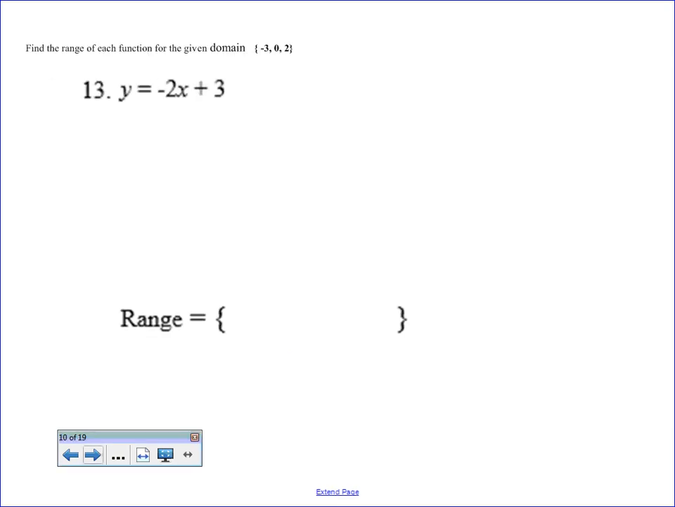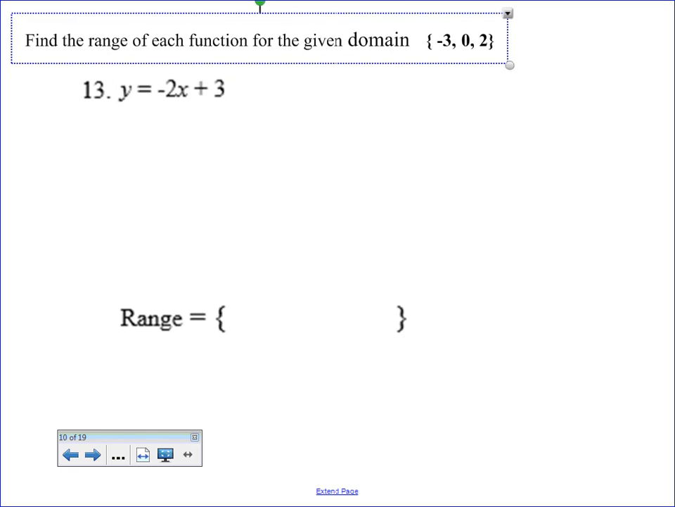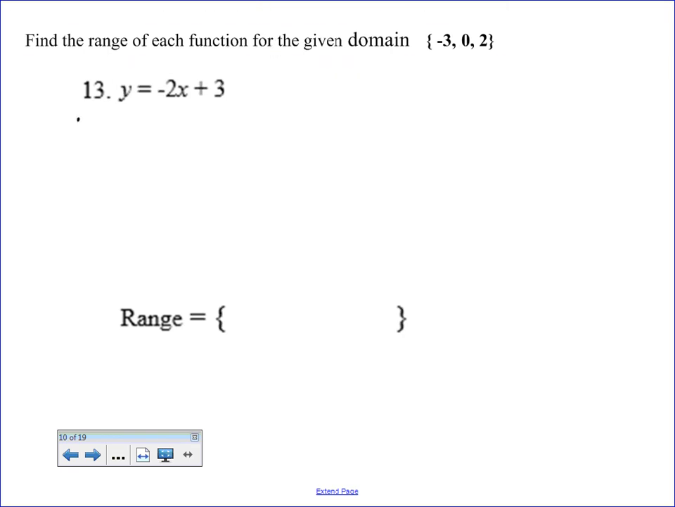Let's keep right on rolling here. So find the range. Once again, same instructions. They're giving us a specific domain, so all we need to do is plug those numbers in to find the range.